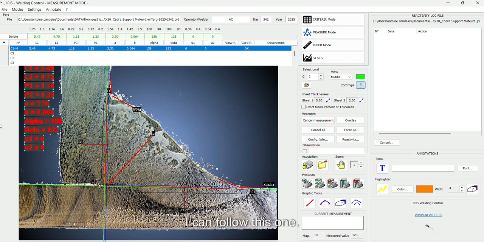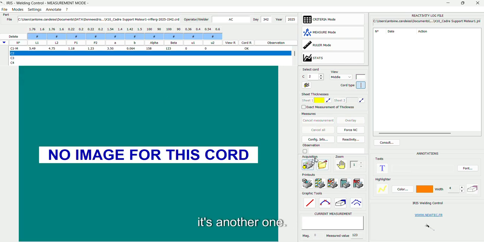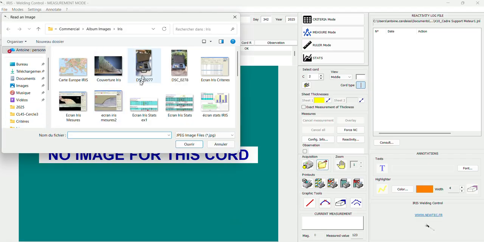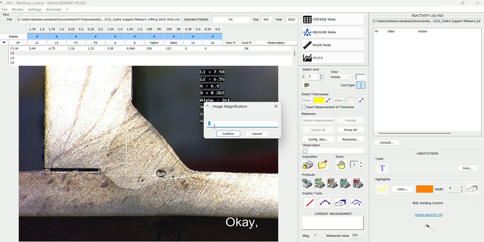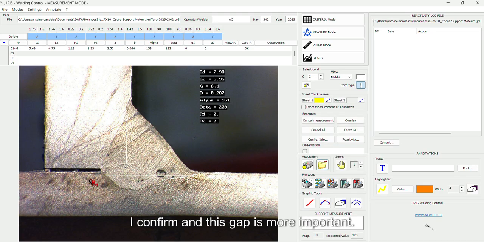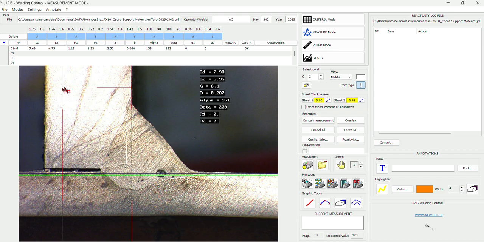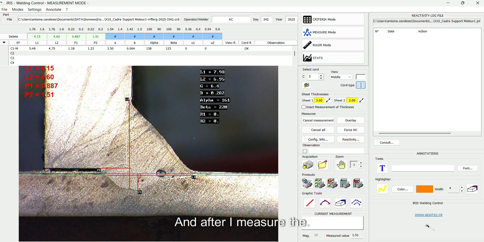I measure another one. I can follow this one, for example. It's another one. For example, this one. It's the same. I confirm, and this gap is more important. I have to measure again the thickness. I am linked now. I measure it. In this part I am linked. Now I measure the penetration, and after I measure the next one.